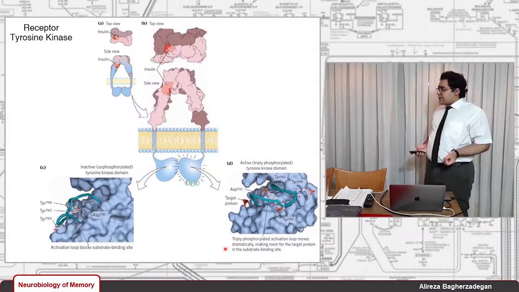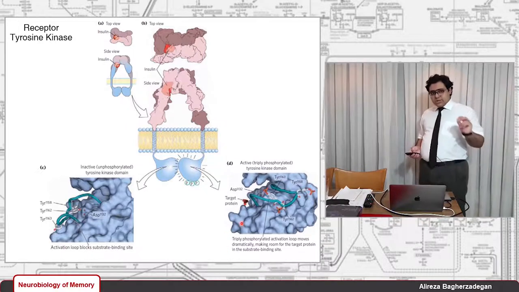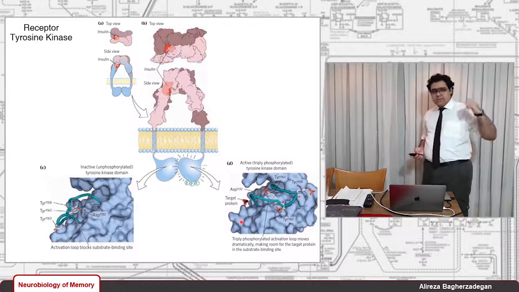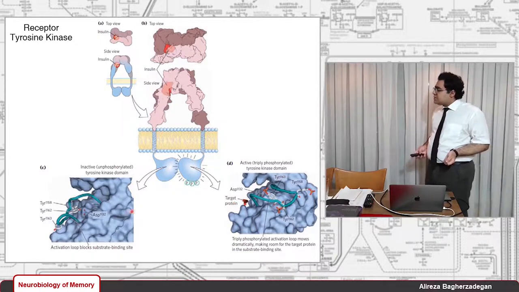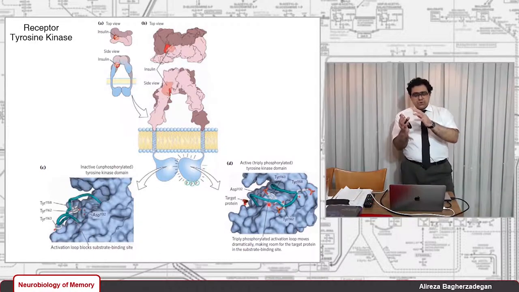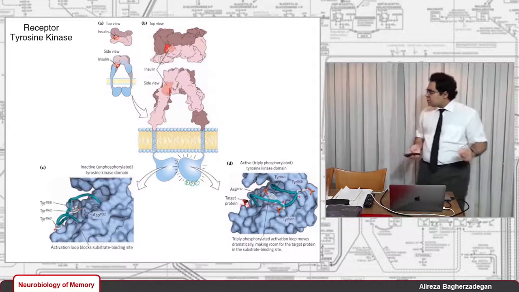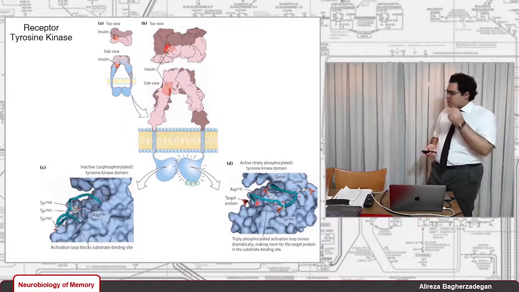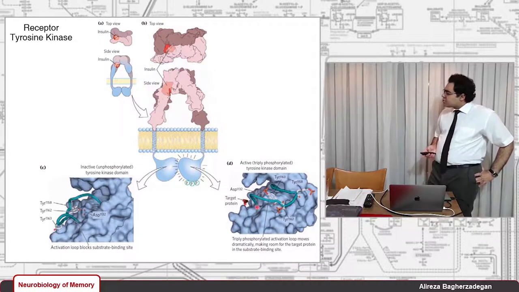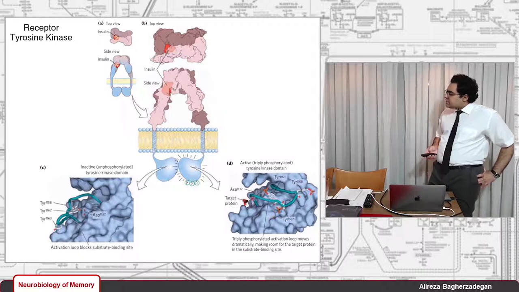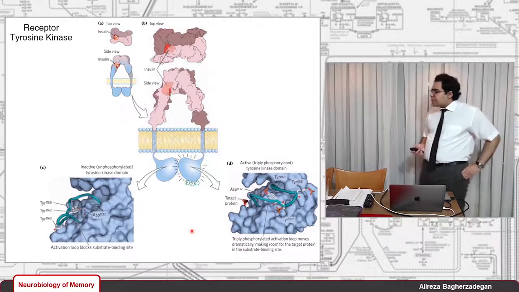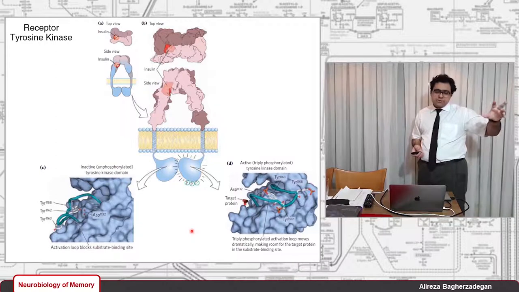When it is phosphorylated, this is how the addition of the extra phosphate activates a kinase protein. When that activation loop is phosphorylated, it undergoes a large displacement, a large conformational change. It changes its position by 13 angstroms. It undergoes a radical conformational change, and now in this conformation, this aspartic acid, which is the catalytic residue, is open to catalyze the phosphorylation of other proteins.